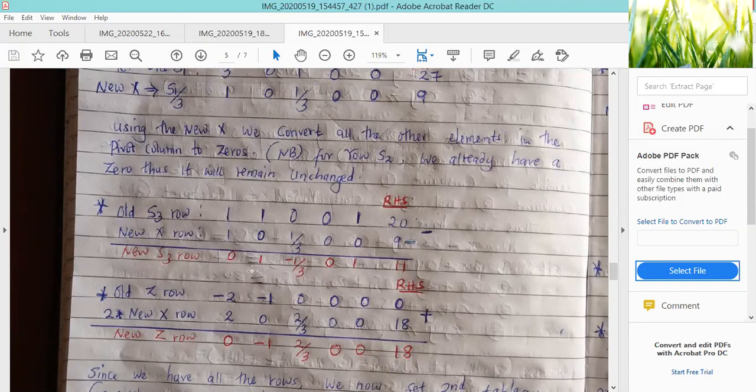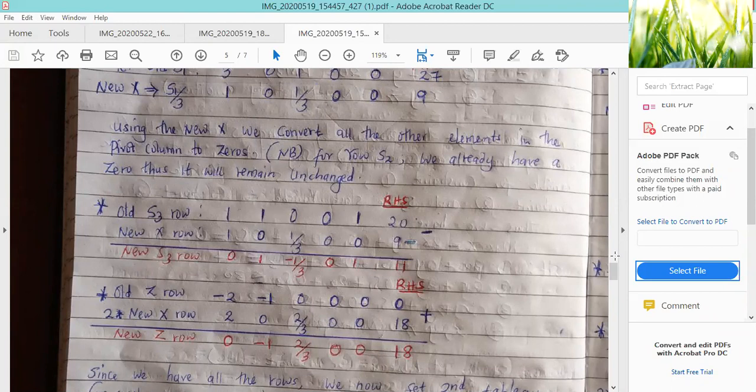And so by subtracting what we have, 0 minus 0, we'll have a 0 here. 1 minus 1, sorry, we'll have a 0. And then 1 minus a third, 0, 1. And finally, 20 minus 9, we'll have 11. And remember, whatever you do to the left-hand side, or to these elements, you also make sure you do it to the right-hand side, because you want to still retain the same meaning of that particular equation in your table.